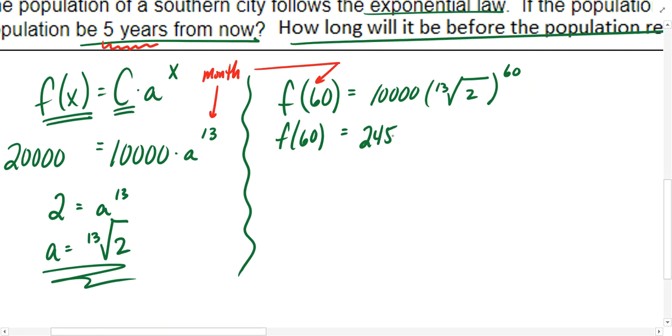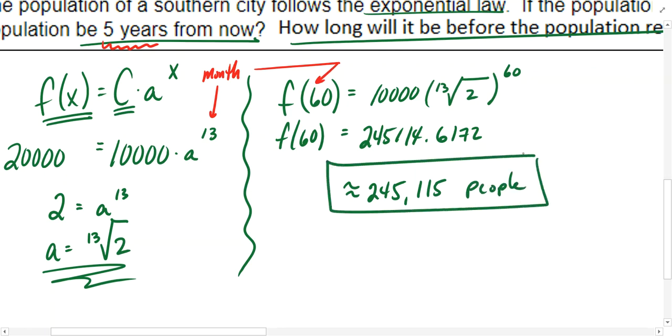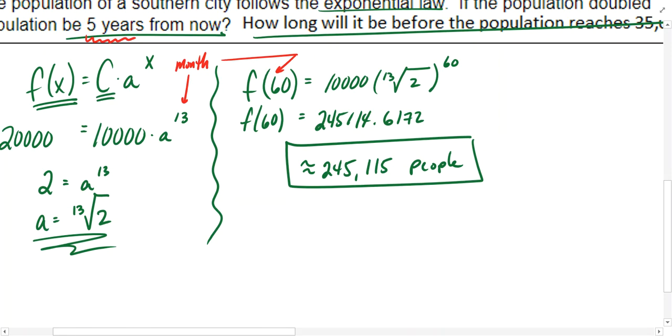245,114.6172, if we had rounded to the 4th place. And since we're talking about people, then we should really say something like this: 245,115 people. I would like to see, again, all of this on paper when demonstrating your understanding of this particular problem.